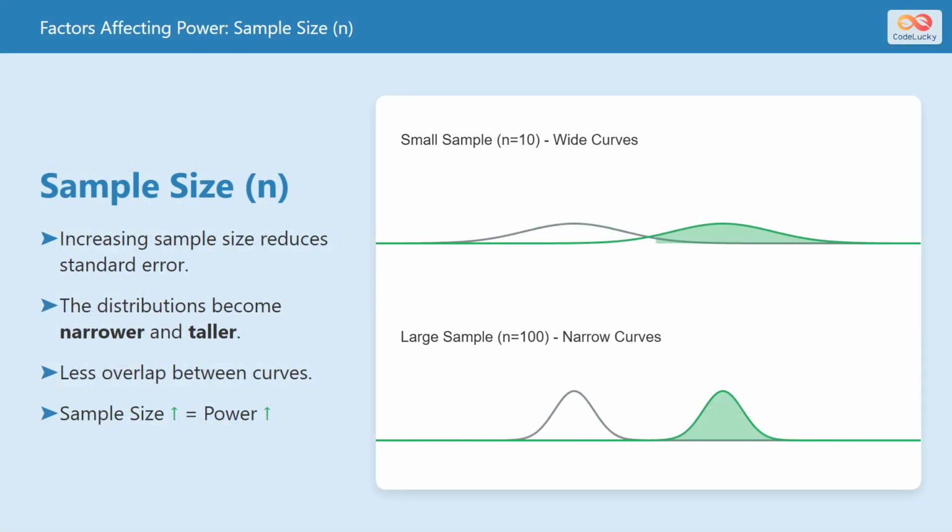Second is sample size, or N. When we gather more data, our distributions become narrower and taller because the standard error decreases. Narrow curves overlap less. This makes it much easier to distinguish between the null and the alternative, significantly increasing our power.